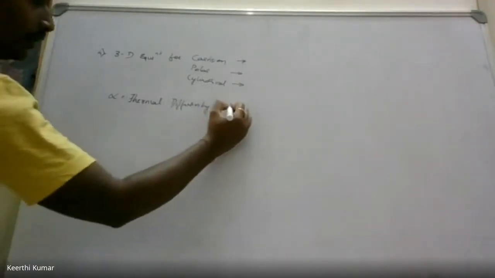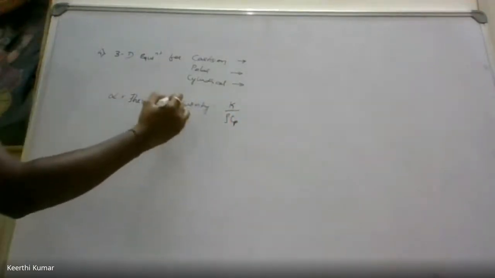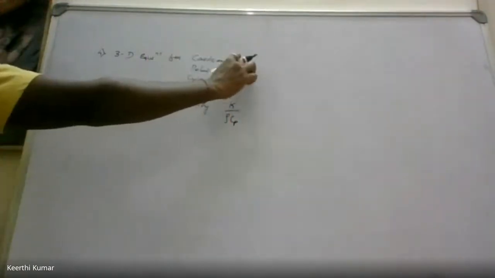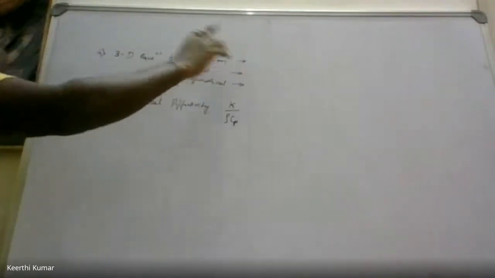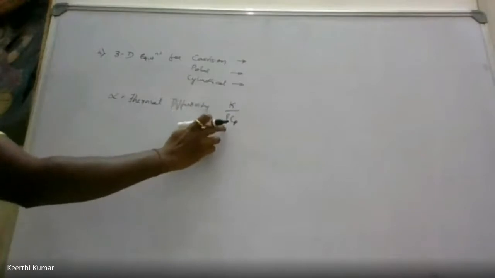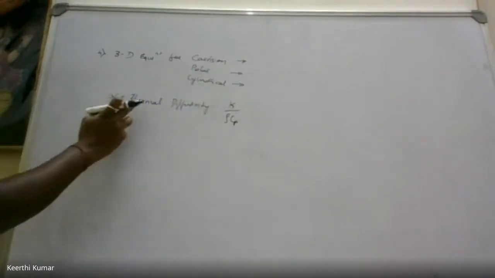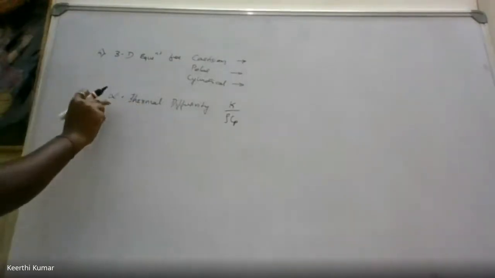K by rho C. This is the value for thermal diffusivity. We will get it in the Cartesian equation only. If you do the three-dimensional equation, we will get one term called K by rho Cp. We are going to convert this K by rho Cp and rewrite that in the form of alpha. That is called thermal diffusivity, which indicates the penetration ability of the heat transfer. That is the alpha.